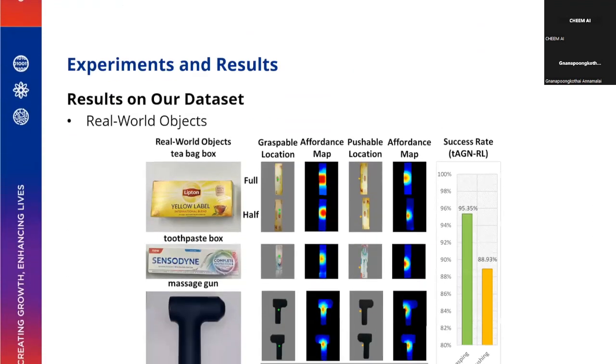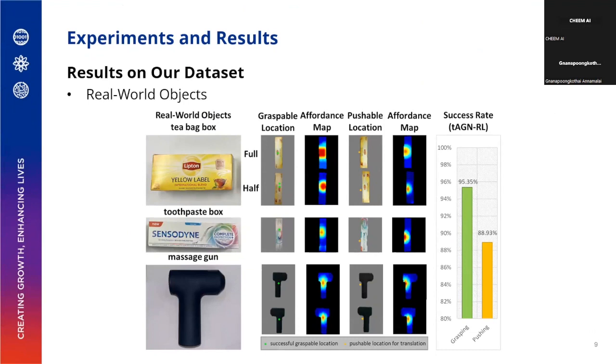We also tested our framework on real world objects: this tea box, full and half full of tea bags, the two-page box, and also the massage gun. These are the results. They show that the success rate can be up to 85% in the manipulation tasks.